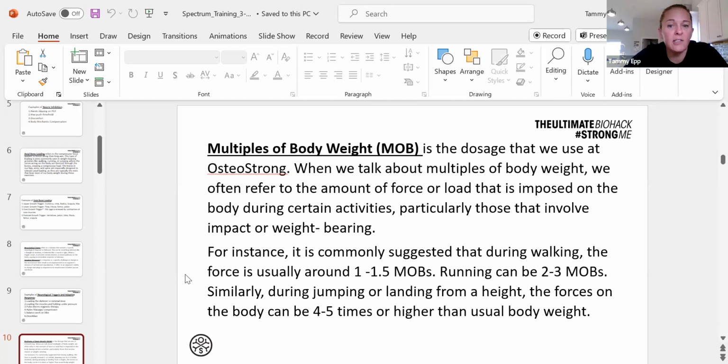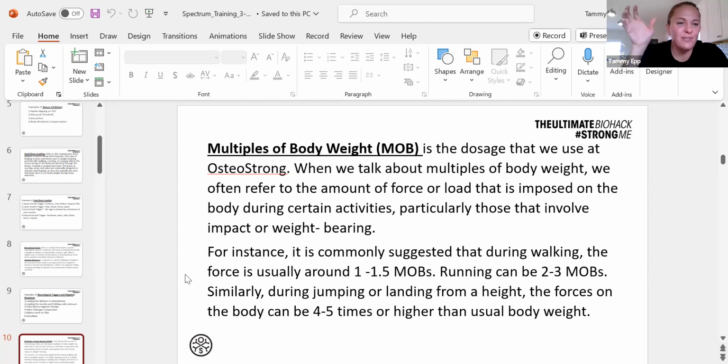For instance, it is commonly suggested that during walking, the force is usually around 1 to 1.5 MOBs. So that's your body weight, or maybe a little bit more. If you're running and there's a little bit of a bounce, right? You're hitting that pavement. Running can be 2 to 3. Similarly, during jumping or landing from a height, the forces on the body can be 4 to 5 times or higher than your usual body weight.